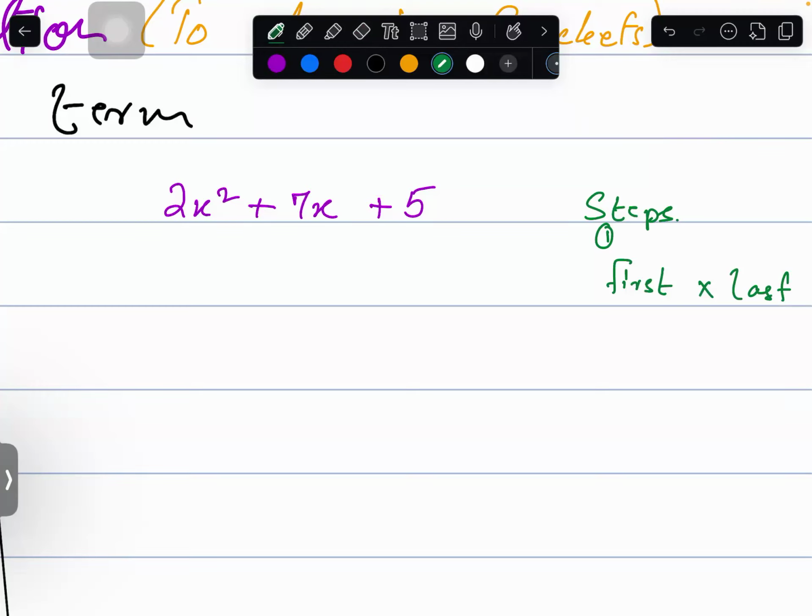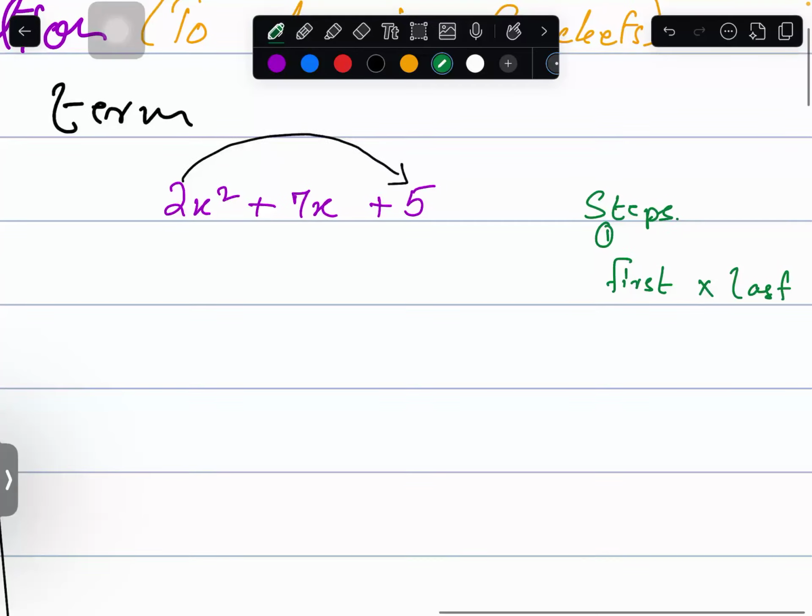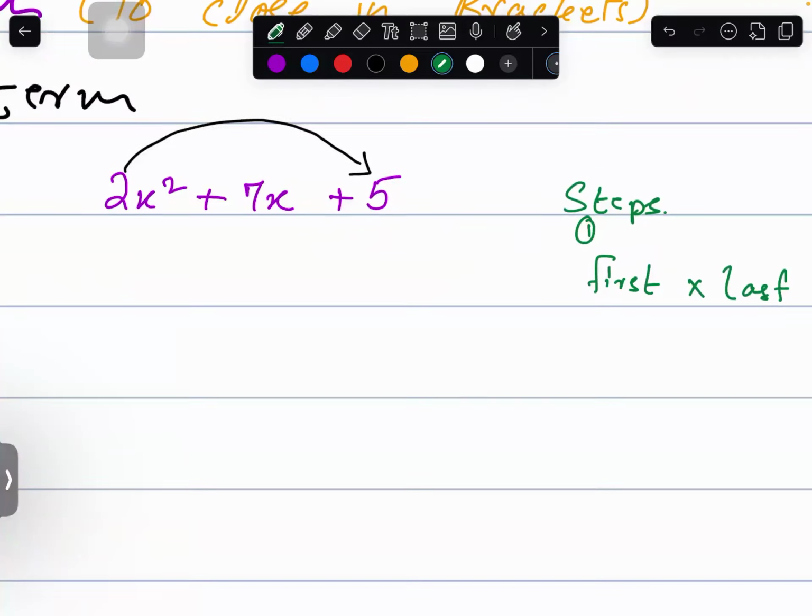The very first thing we do is multiply the first number with the last number. We are only talking about the numbers over here. Don't multiply x as well. First number with the last number. So once I multiply the first number with the last number, what am I going to get? I'm going to get a 10.